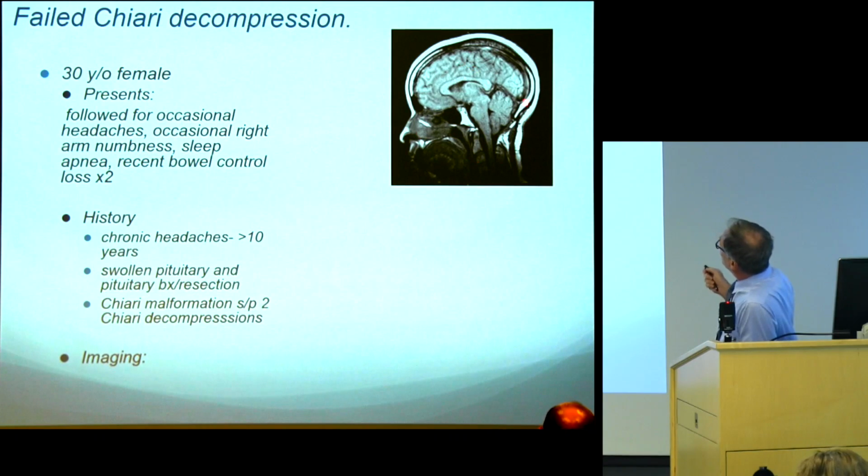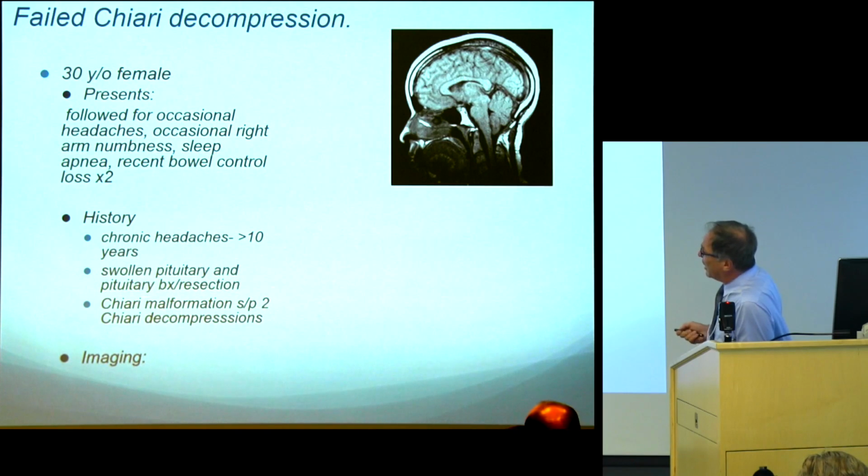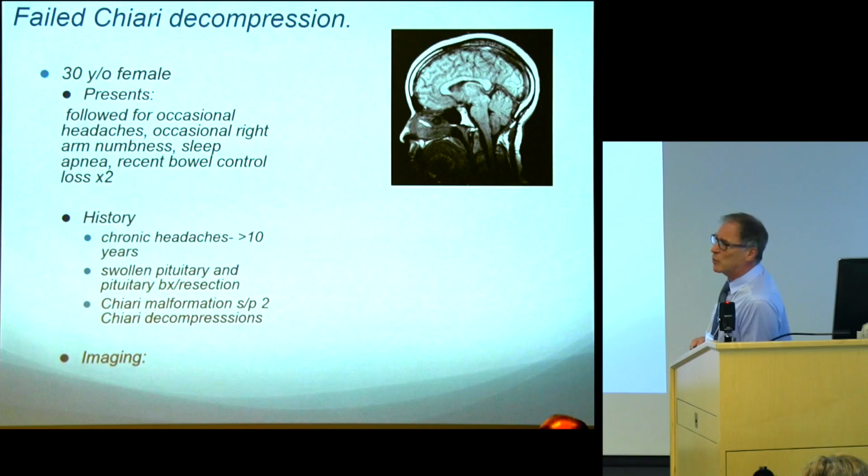So here's her MRI sagittal from about 10 years ago, and you see there's a Chiari and a Chiari decompression. She, in fact, had 2 Chiari decompressions, which did not, at least entirely, remove her symptoms. She also had a pituitary biopsy and resection for what they perceived as a swollen pituitary gland. So, interesting history, 10 years ago, 3 operations, and here's a Chiari decompression. Can she get pregnant, and are these symptoms something we should be concerned about?